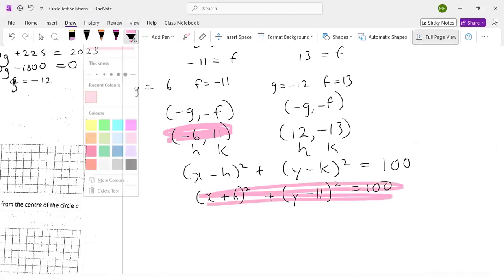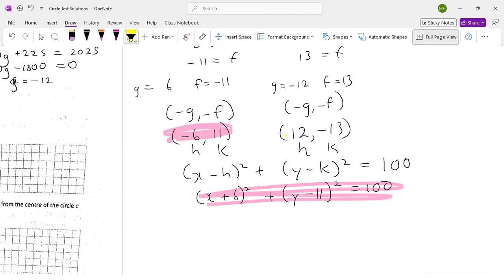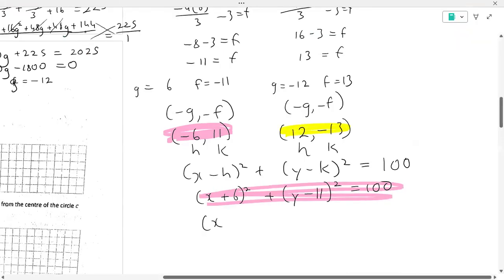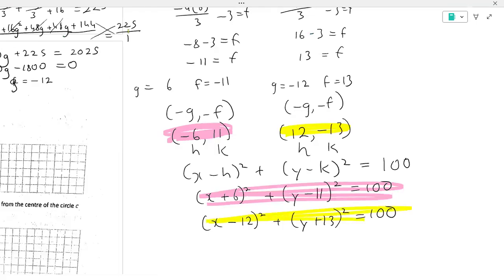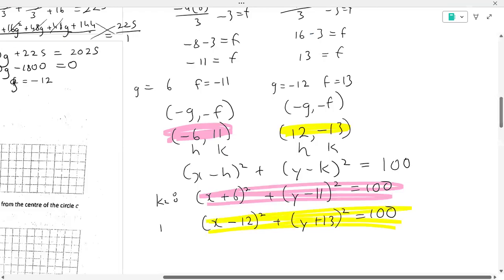Now I'm going to do it again, but this time I'm going to fill in the yellow. So I'm going to put the yellow in, with the same formula. So this time x minus 12 squared plus y minus k, so that's going to be y plus 13 squared is equal to 100. And I'm done. So there are my two equations. The circle could be the pink one, or this circle could be the yellow. We don't know. There are the two possibilities.